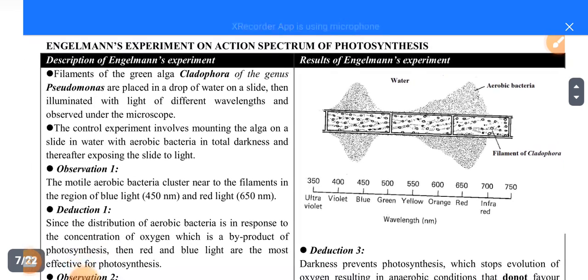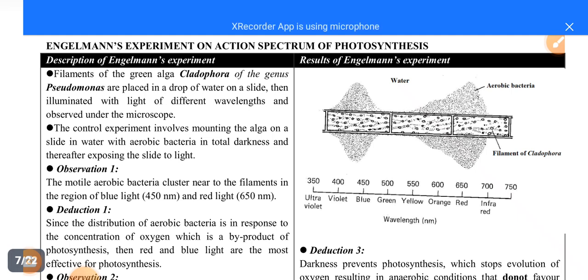And today, all right, now we are going to look at what we call the Engelmann's experiment on action spectrum of photosynthesis. So most teachers don't teach this part, but you people who are listening to me, this is also another experiment on action spectrum. So without wasting time, let me look at a description of the Engelmann's experiment.